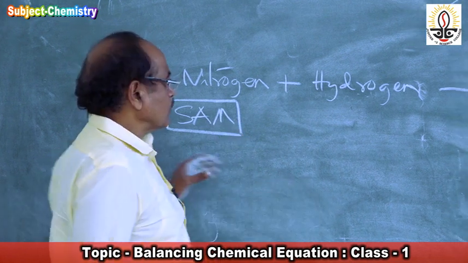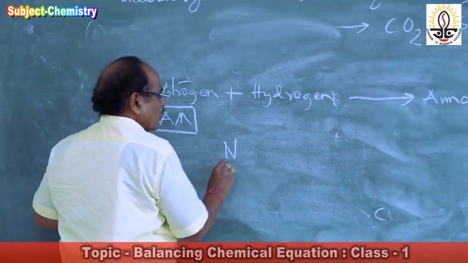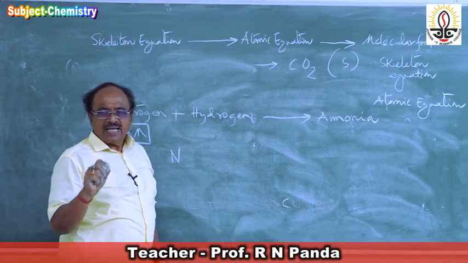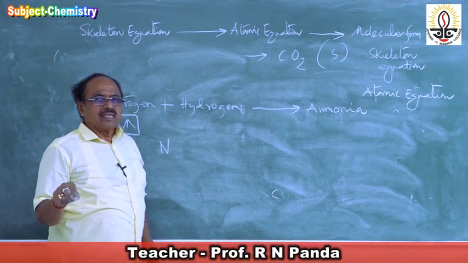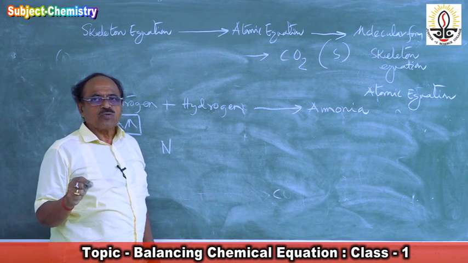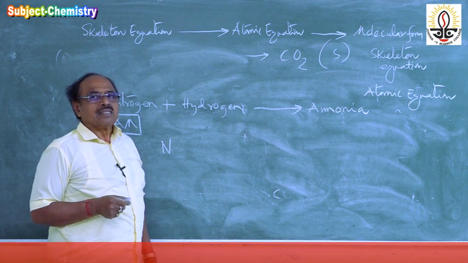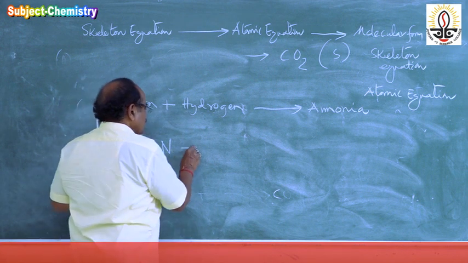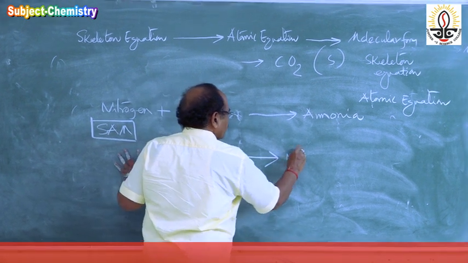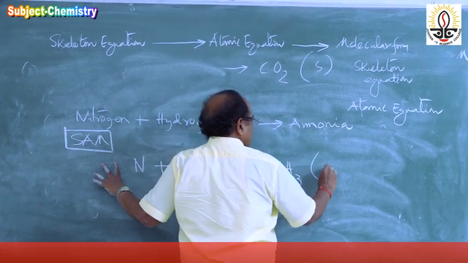Or symbols. So nitrogen means N. We will not write, please never write N2. Never write N2. N2 is the molecular gas of nitrogen. But what is the chemical formula of nitrogen? N. Symbol N. Reacts with hydrogen to form what? Ammonia.